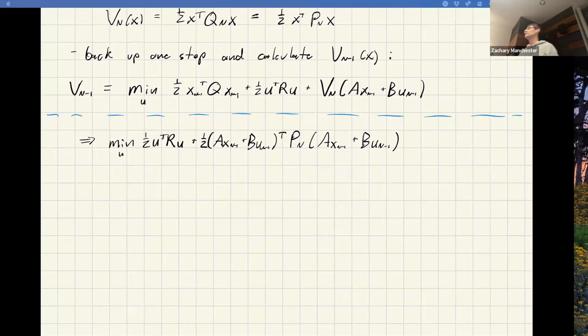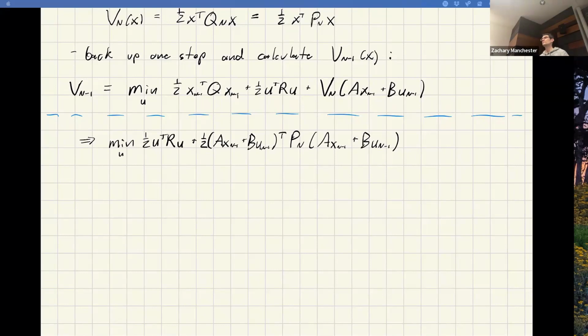Is the u in the u transpose R u also going to be n minus 1? It will be, but I'm doing it on purpose like this because the real u_{n-1} is the one that is the argument of this problem. So I'm minimizing over u, and the minimizer of that is u_{n-1}. Right now this is a stupid detail and it doesn't really matter, but if I were being very pedantic, I would write u_{n-1} equals argmin over u of this thing. Does that make sense?